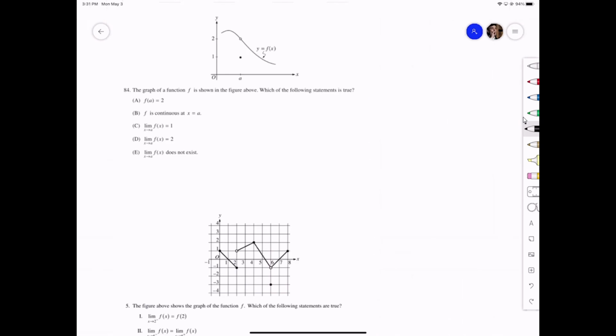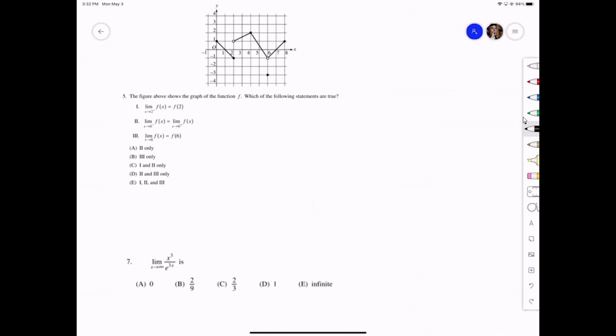The graph of a function f is shown in the figure above. Which of the following statements is true? F of a equals 2. That is not true. F of a is equal to 1. F is continuous at x equals a. That is not true because the limit does not equal the value. The limit as x approaches a of f of x is 1. That is not true. It approaches 2, not 1. The limit as x approaches a of f of x is 2. That is true. And the limit as x approaches a of f of x does not exist. It does exist because from the left you approach 2, from the right you approach 2.